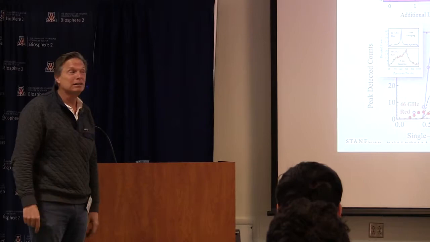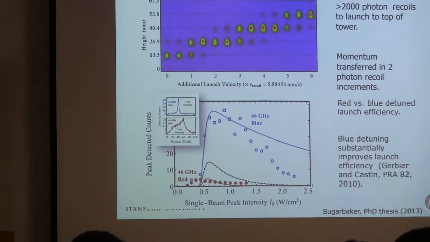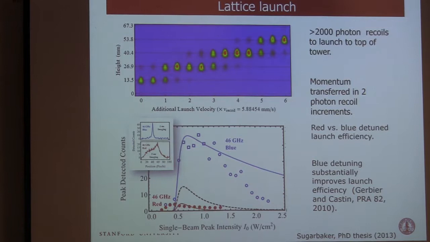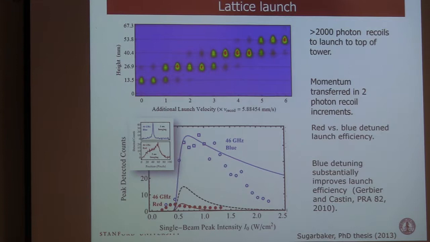Well, not so, because momentum recoil happens. Those beams of light are comprised of a bunch of photons, and the photons can only exchange momentum with the atom in photon recoil increments, hk over m. And because it's counterpropagating beams, it's two-photon increments, so 2hk over m. And so when you launch the atoms with this plan, the atoms can only acquire a discrete set of momenta given by the photon recoil velocity.